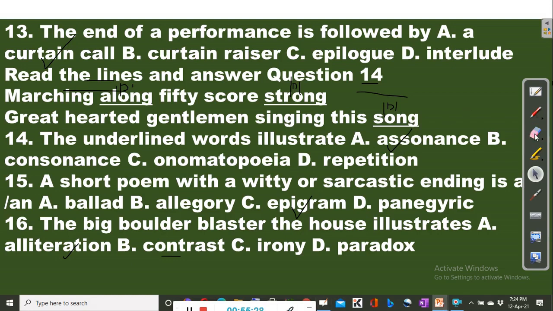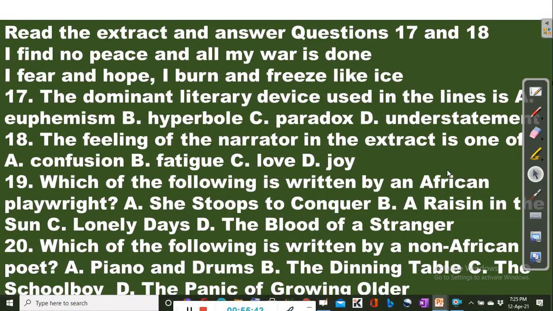First, let's clean, wipe the screen so we won't be confused when we go to the next page. Okay, now, let's go to question 17, but first we have an extract to read. Read the extract and answer questions 17 and 18. Now, here we find the extract. It doesn't extend to that question 17, so let's wipe this.